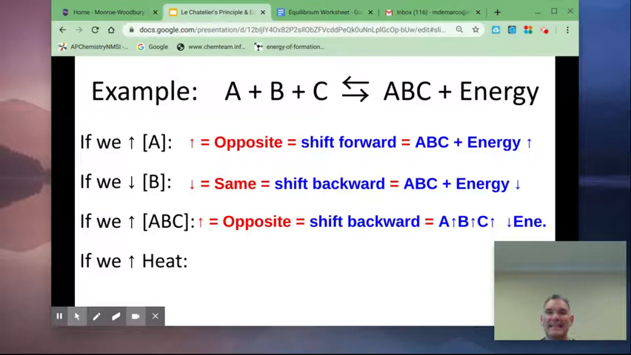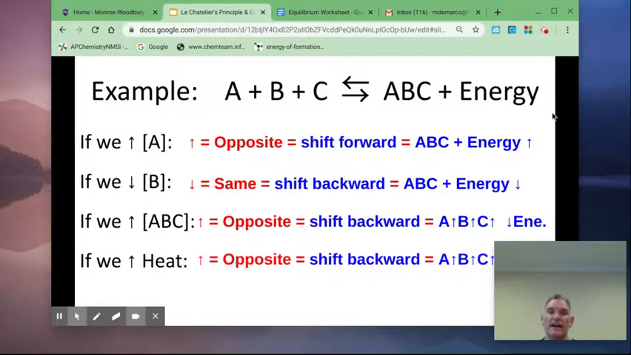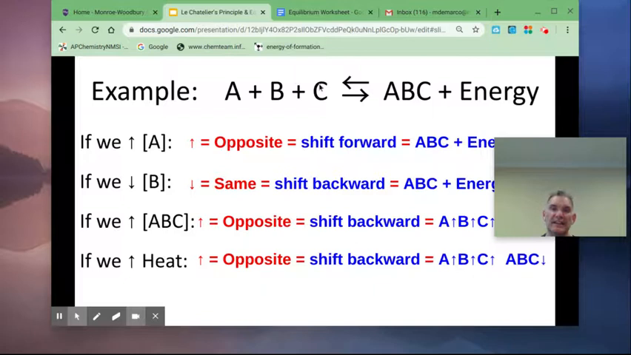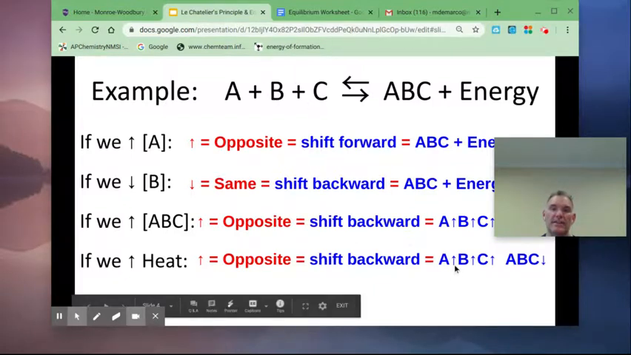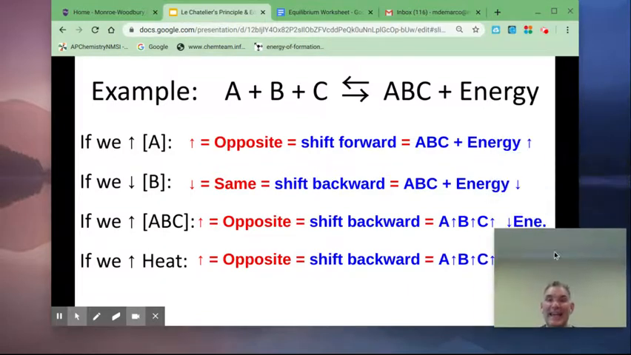If I add heat, energy is heat, and it happens to be on the right side. So I'm going to shift opposite, favor the backwards arrow, and A, B, and C separately are going to increase, but the right side does not. So when one side goes up, the other side goes down. Okay, very important. When the other side goes down, the other side goes up. Again, the seesaw. So that's how concentration and energy work.